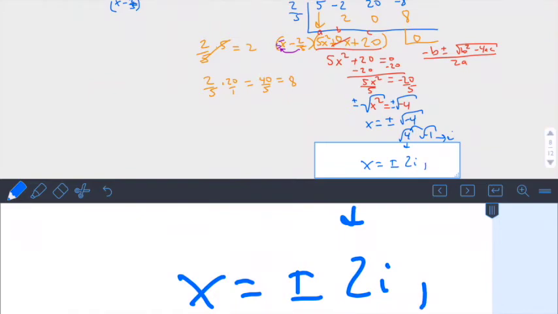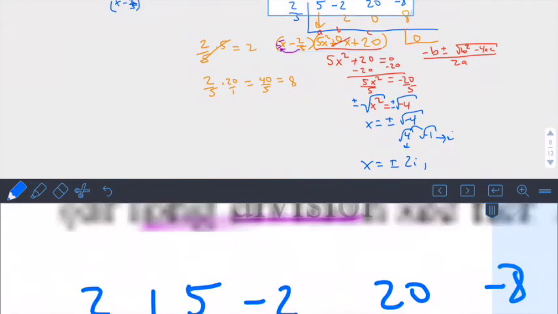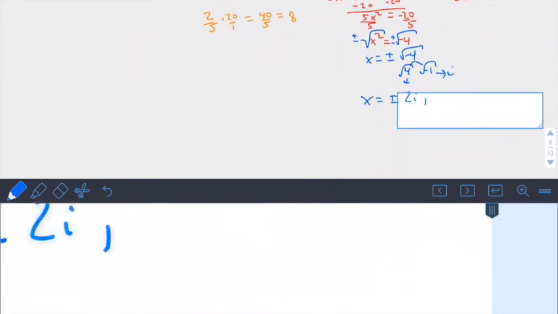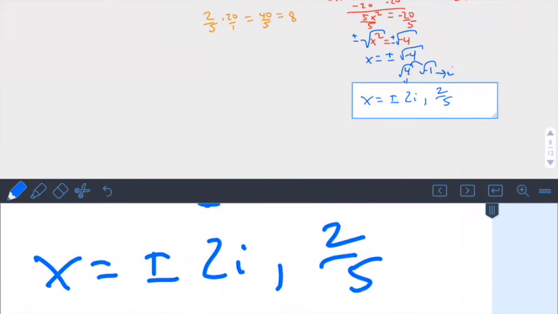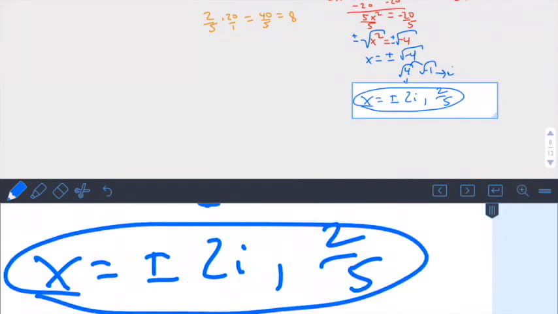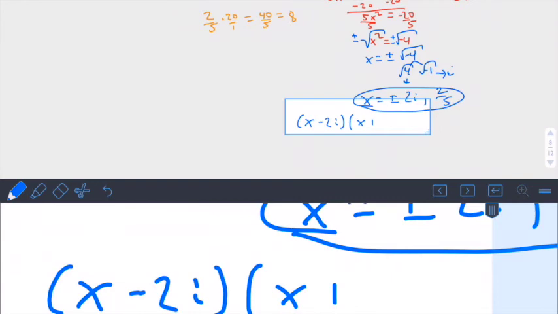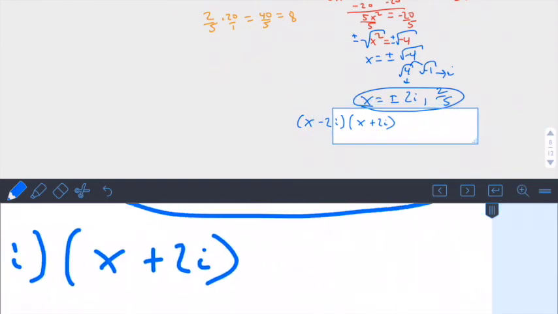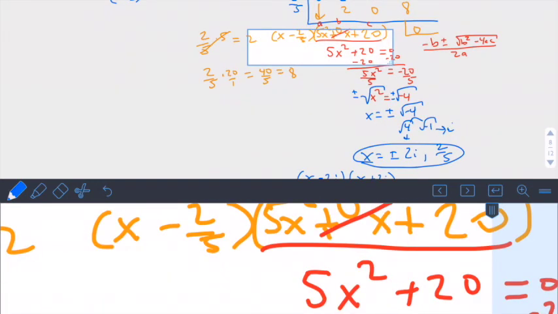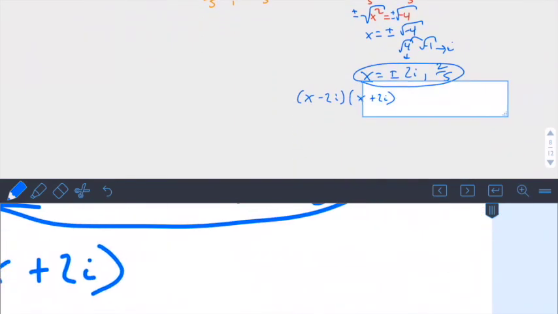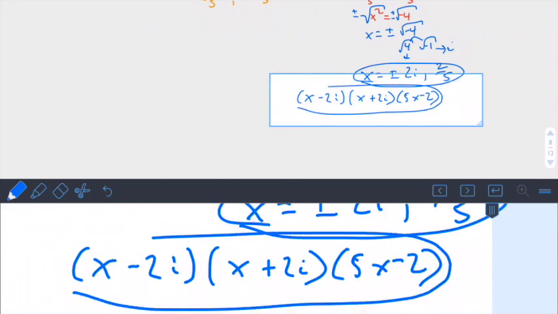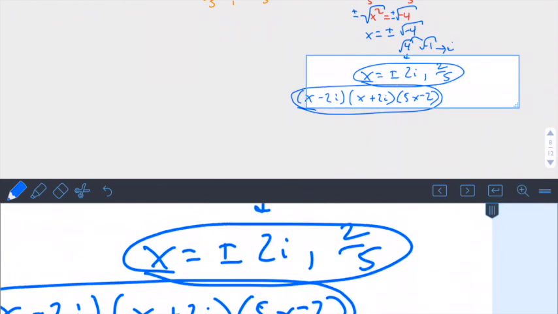Our third solution was that 2/5 from earlier. Now it says to factor it completely. These are the three roots. If we wanted to write them as factors, we could say x minus 2i, x plus 2i, and then we'd say x minus 2/5, but we're going to slide the 5 over and say 5x minus 2. This would be completely factored. Those are the three roots.